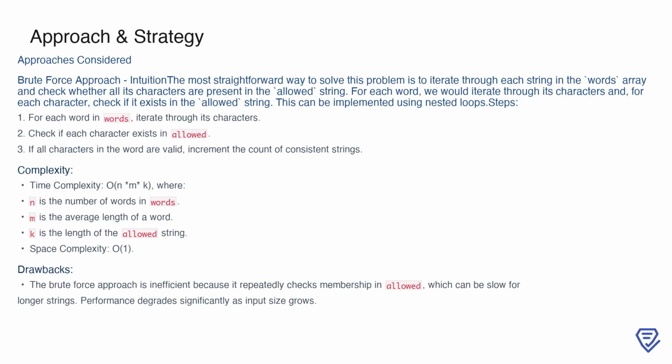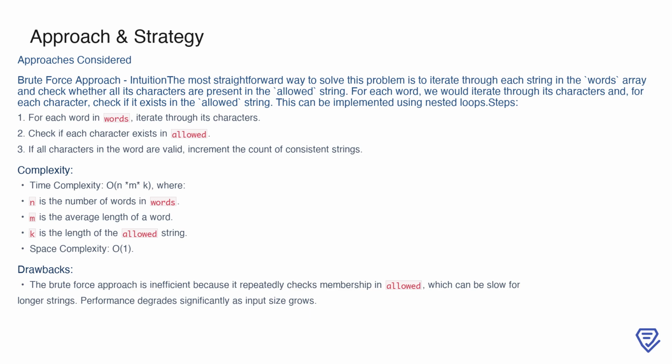To begin, let's explore the brute force approach to solving this problem. The idea here is simple: for each word in the words array, we iterate through its characters and check whether each one exists in the allowed string. If all characters in the word are found in allowed, we increment the count of consistent strings. This approach involves nested loops, one to iterate over the words and another to check each character against allowed. While straightforward, this method is not very efficient.